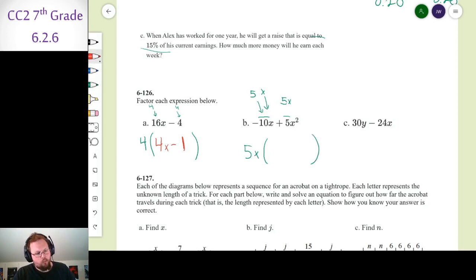5 times what makes negative 10? X times what is x? There doesn't have to be anything here. 5 times what is 5? We could put a 1 even if we don't need it. X times x is x squared. And then you can just call it an x there. Okay. With this one, you're just going to pull out the largest number that goes into both.